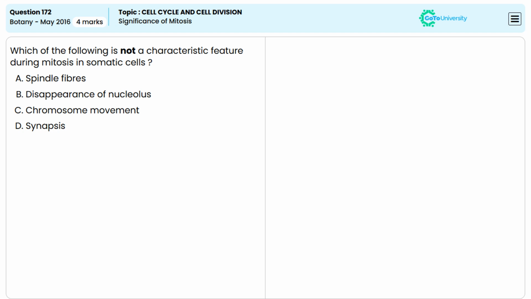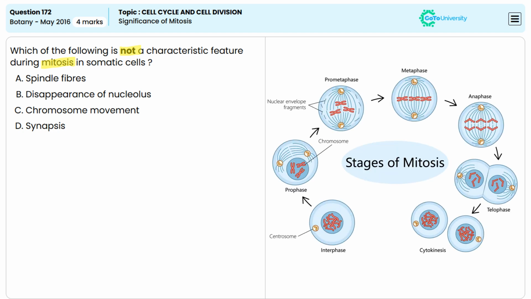Which of the following is not a characteristic feature during mitosis? We know that mitosis is a process of cell division that results in two identical daughter cells, and it occurs in the following phases, that is interphase, where the cell prepares for the division by growing and replicating its DNA.